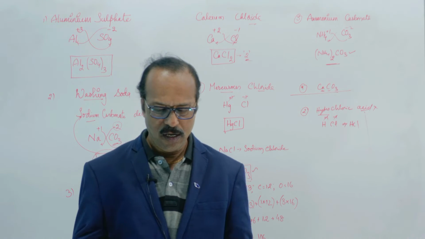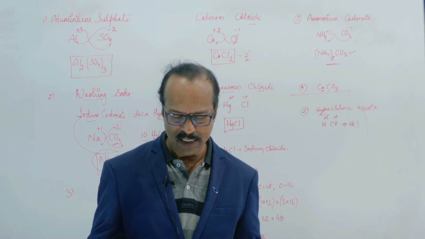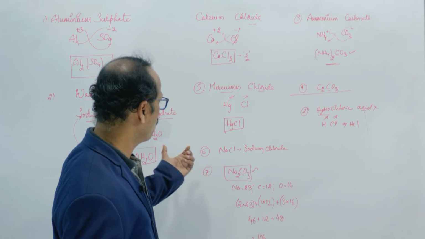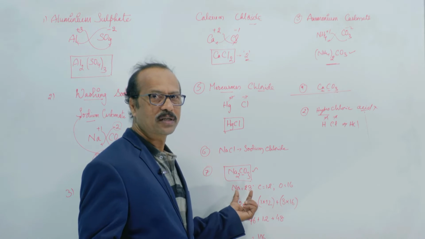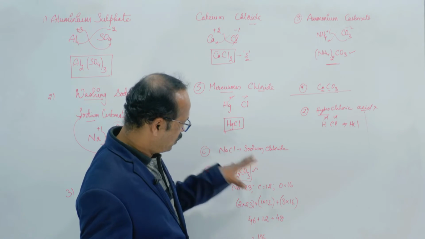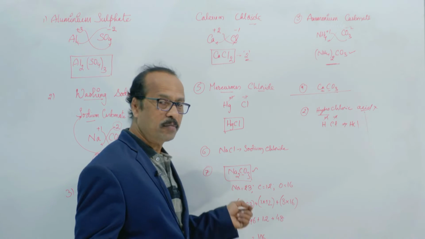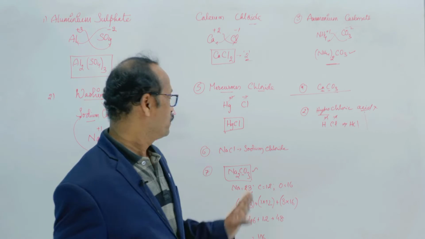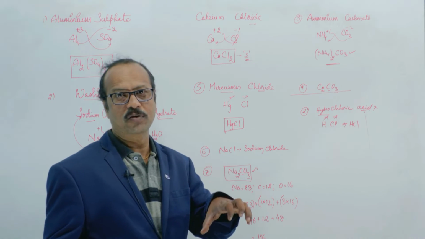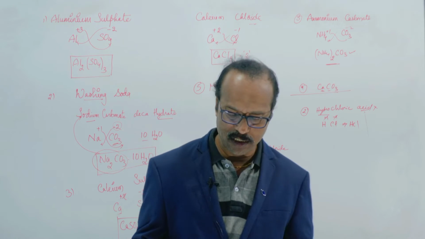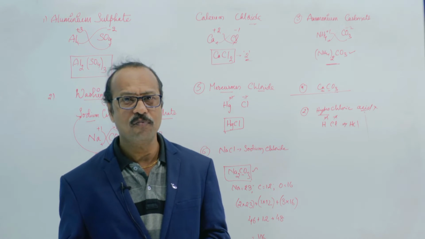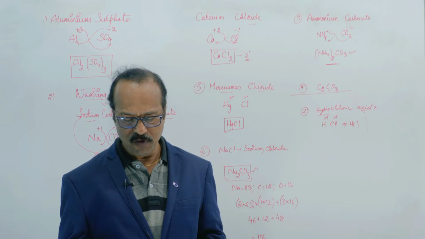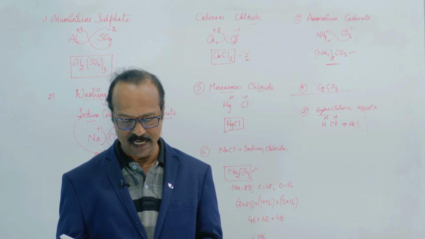Next, the symbolic representation of the actual number of atoms in a molecule is called the formula. This is the formula of sodium carbonate. What does it give? The actual number of atoms present: 2 sodium atoms, 1 carbon atom, 3 oxygen atoms. So the option is 2. The chemical formula of water, you know that, is H2O. The chemical formula of calcium sulfate is CaSO4.